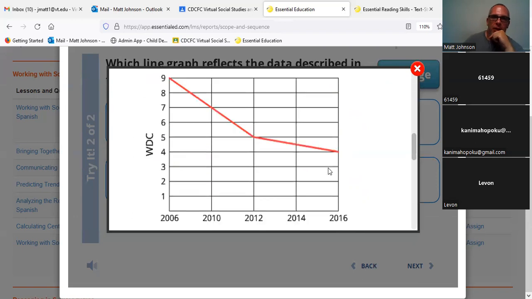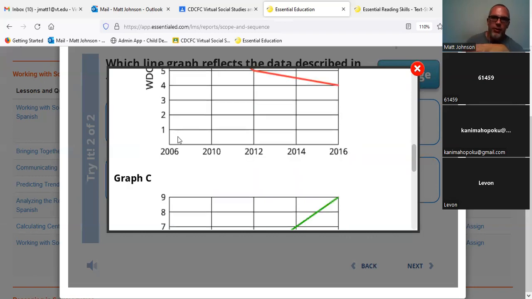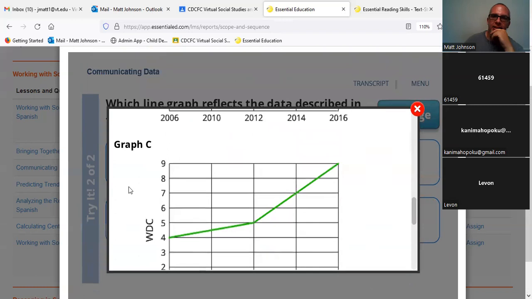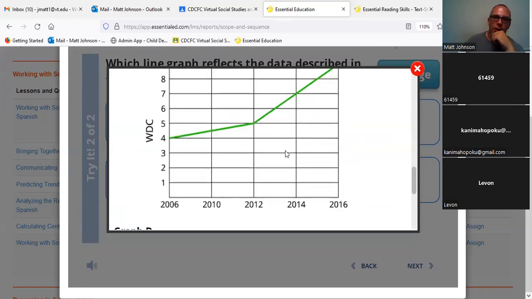Graph B, okay, that continues to trend down over the course of our information, right? The 10-year span. $9, that's the correct amount. 2012, okay, that is $5. And then by 2016, it dipped another dollar or a little more, down to $4, right? Okay, we might have a winner here. Let's just look and see what we have. Oh, that's inverse, right? So it went from $4 up to $9 in 2016. That's a no-go, right? That's moving in the wrong direction.